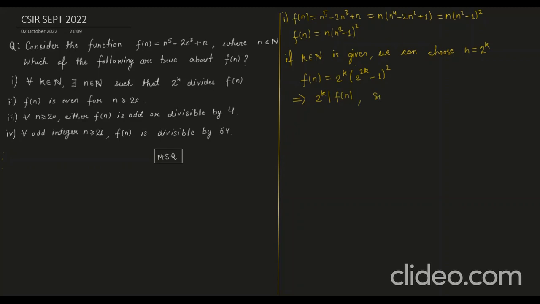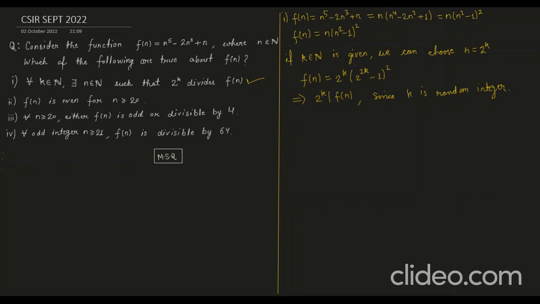And now since k is arbitrary, k is a random integer we picked, so for every k there exists n which will be given by 2 raised to k such that 2 raised to k divides f(n). So option 1 is correct.